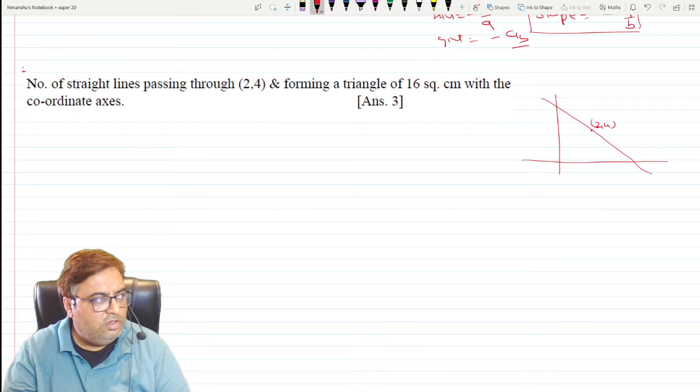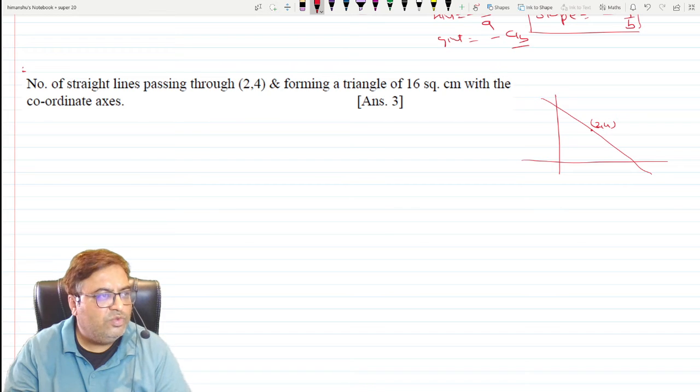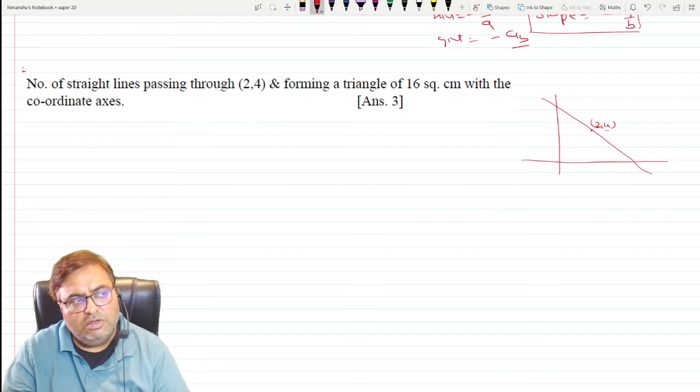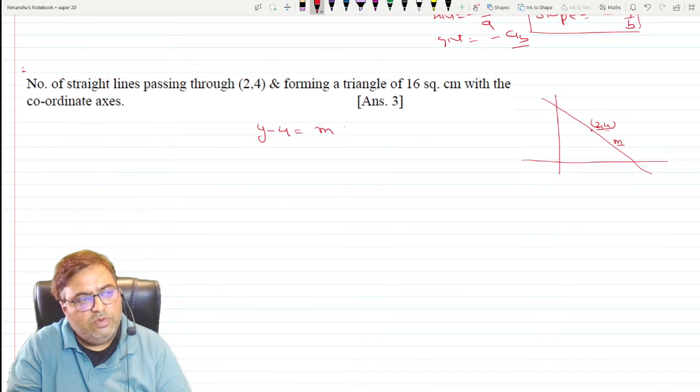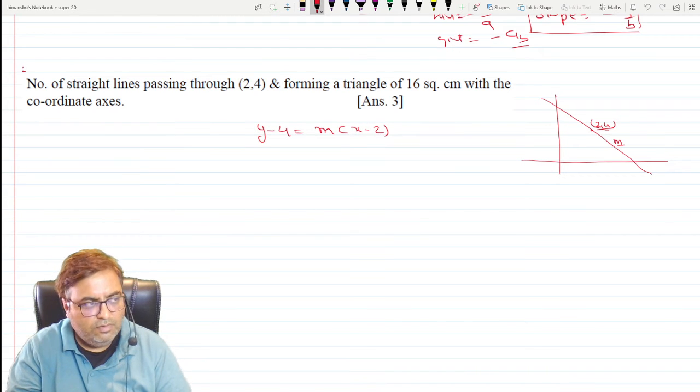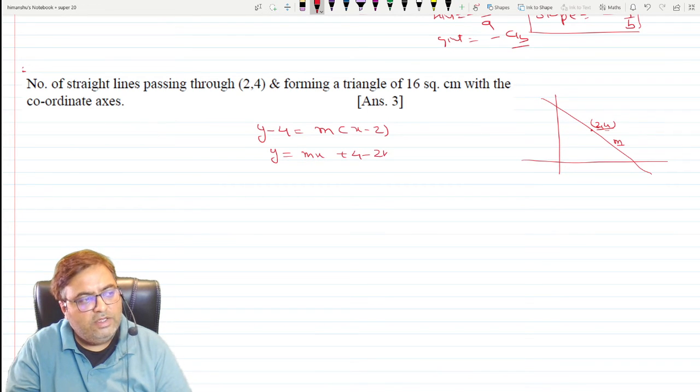Okay, so our question was, you have to find the number of straight lines passing through 2, 4 forming a triangle of 16 square units. तो 2, 4 से तो बहुत सारी लाइन पास करेंगी, लेकिन इनमें से कौन सा स्लोप बनाएगा, कितना एरिया बनाएगा? 16 का. तो हमें पॉइंट पता है, क्या नहीं पता है? स्लोप. तो we can assume that say slope is m. Okay, if slope is m, then what is the equation of line? y minus 4 is equals to m times x minus 2. So that will give you y is equals to mx plus 4 minus 2m हो जाएगा.